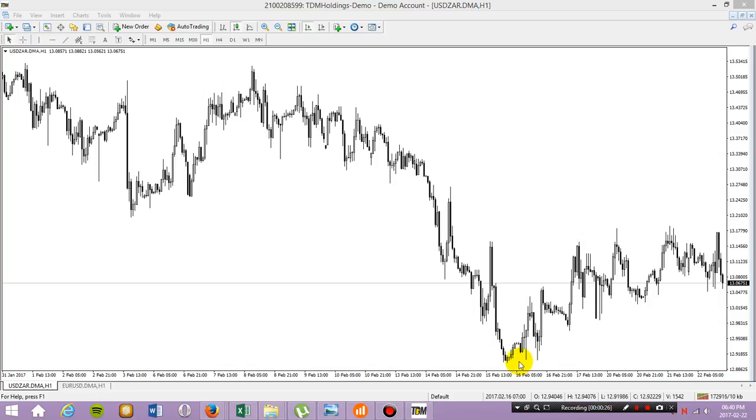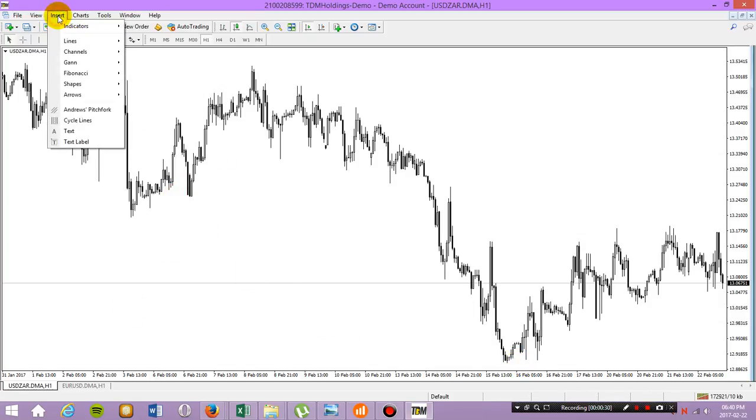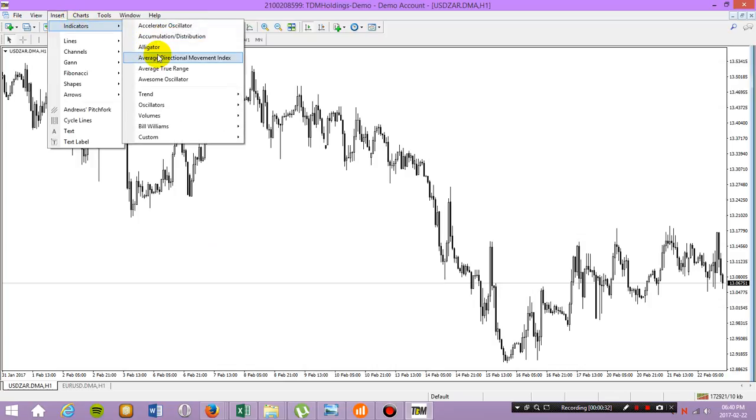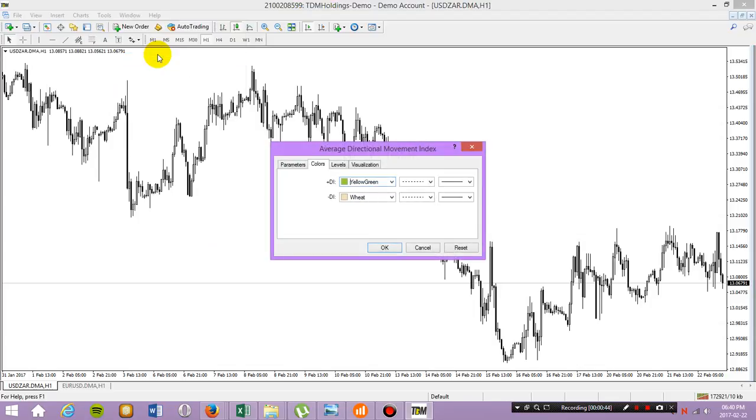So it's really straightforward. To apply this to your charts, you go to insert indicators, and then you see your average directional movement index, and some platforms just refer to it as your average directional index, and it's always abbreviated as your ADX. Now there's three components to this really great indicator. You have your main line, and then also you have your plus DI and your minus DI.